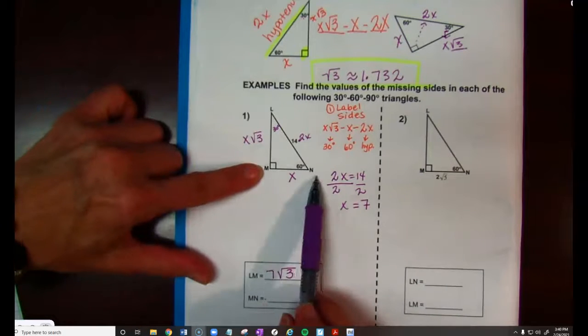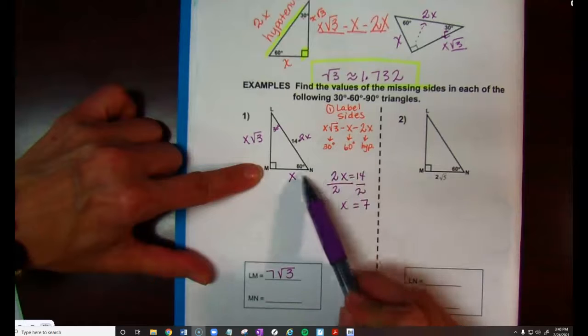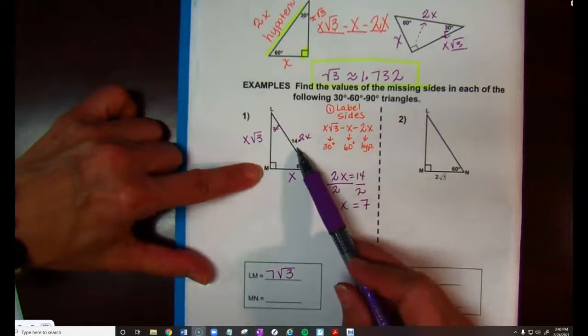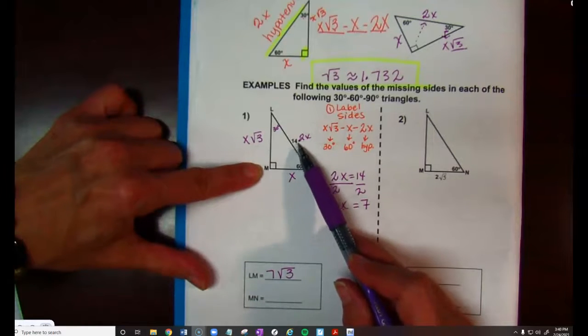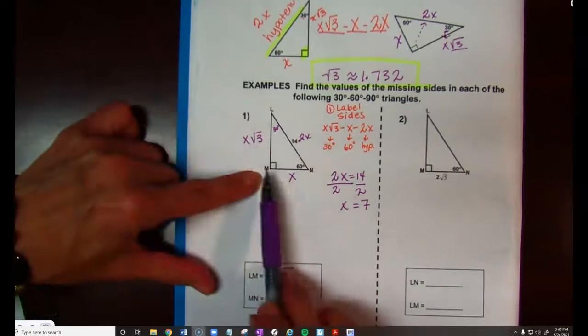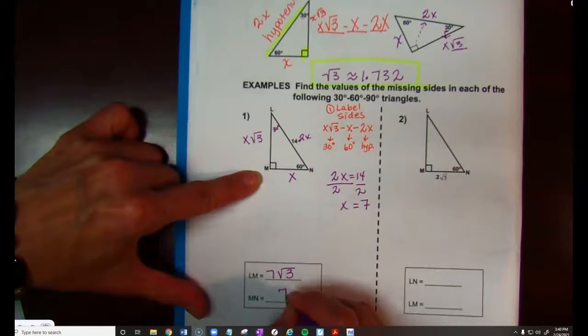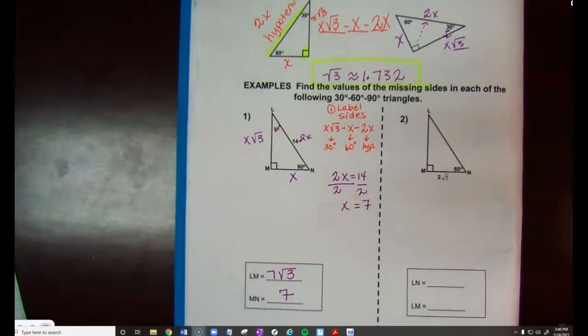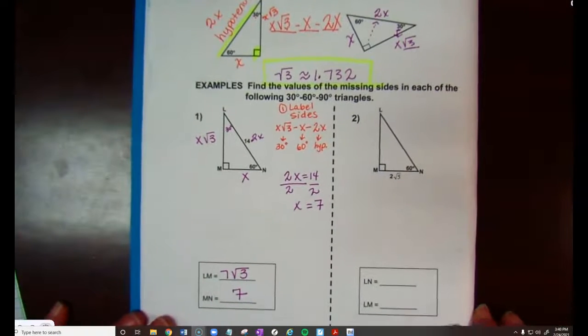MN is going to be just plain x because it's by the 60. Y'all, it's always half the hypotenuse. The hypotenuse was 14 equals 2x. We got x to be 7, so M to N is just 7. Let's go ahead and take a look at the next one.